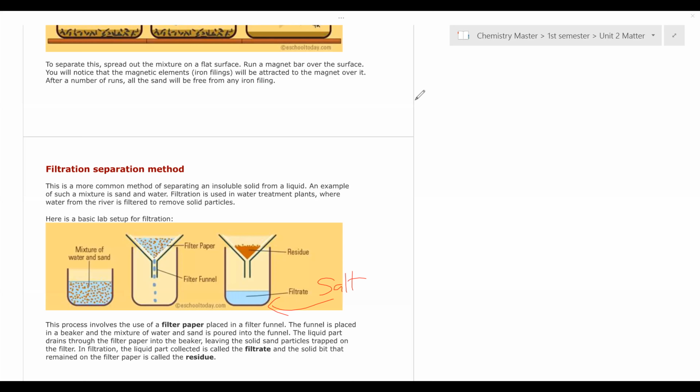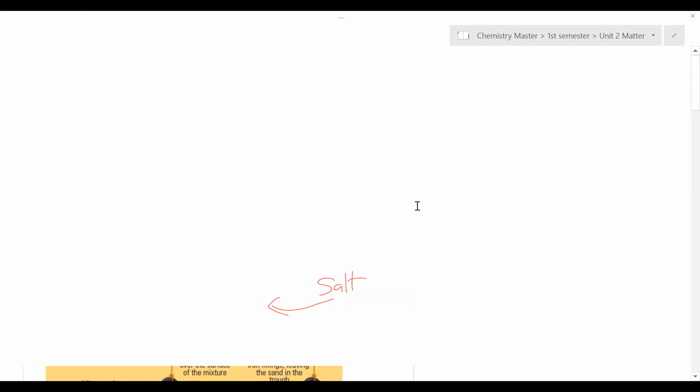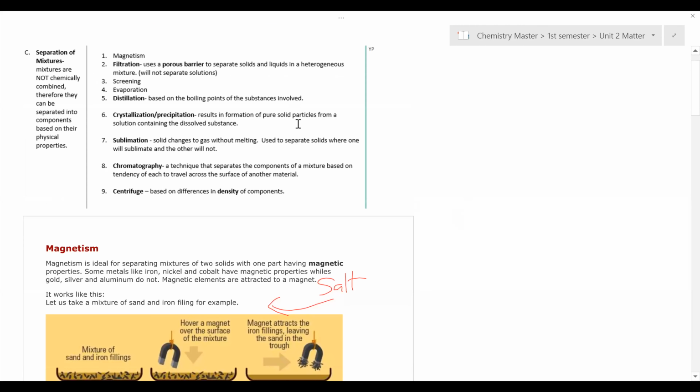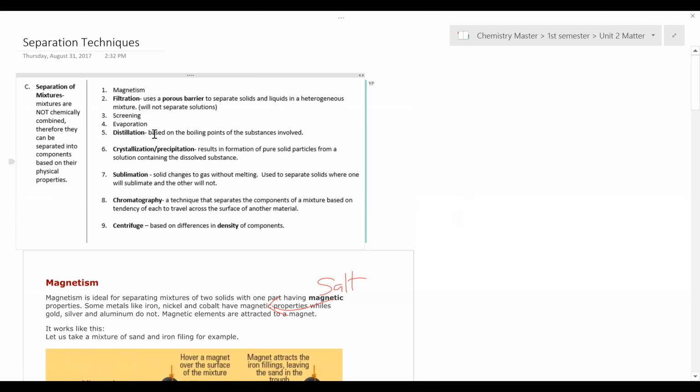All right, let's see what we got next. So so far we have covered magnetism, and I'm moving my mouse, but it's not going anywhere. We covered magnetism and filtration. Screening, evaporation, distillation. Okay, screening, evaporation, distillation. Let's talk about evaporation and distillation.